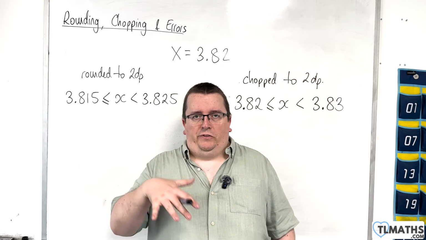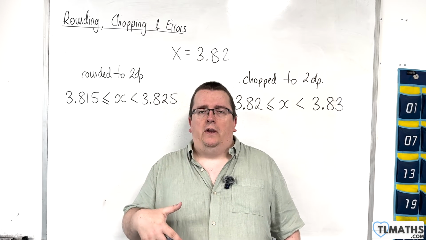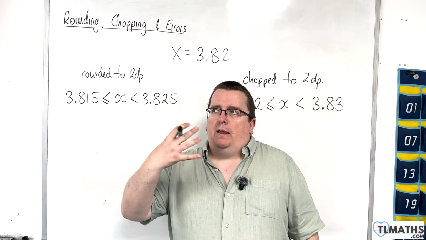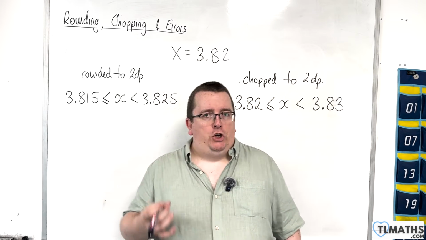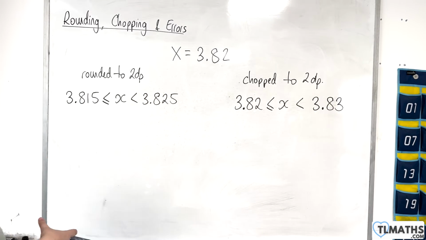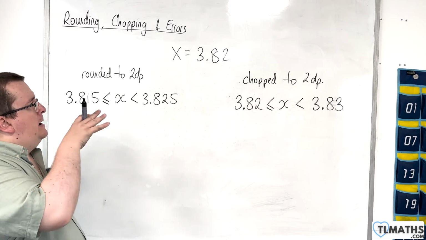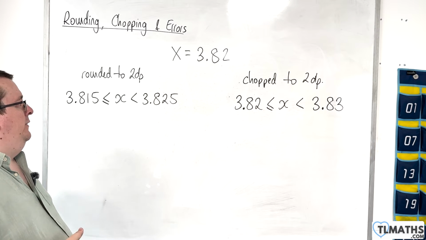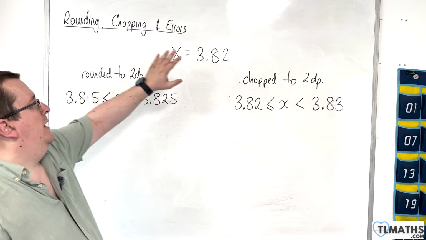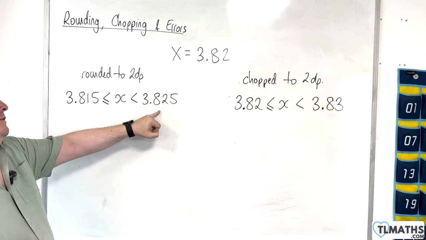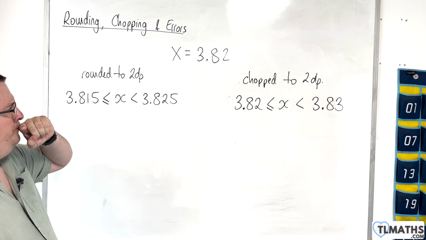So in the previous video, we talked about the range of values from having either rounded or chopped. In this video, I want to talk about average errors. Okay, so we were looking at a number which has been rounded to 2 decimal places, in which case we get 3.82, and the range of values was between 3.815 and 3.825.